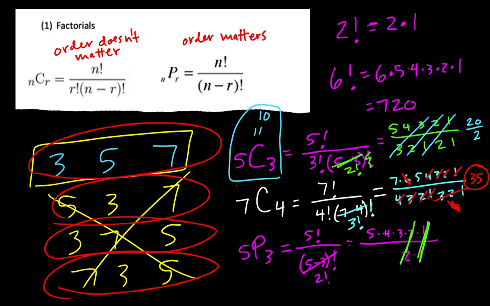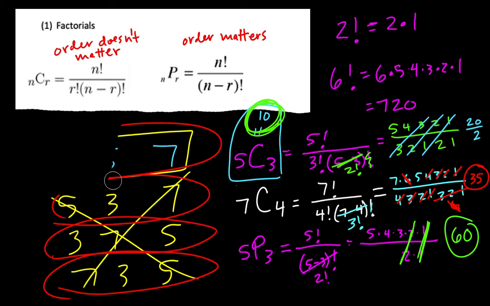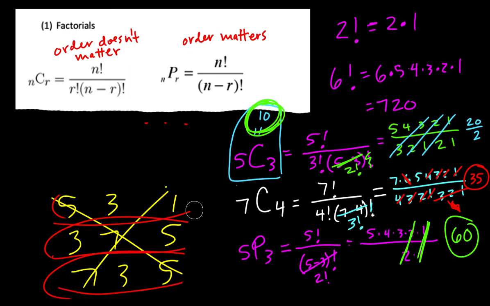Okay, so now we have 5 times 4, which is 20, times 3, which is 60. So notice, when we used a combination with those same numbers, we got a 10, and when we used a permutation, we ended up with 60. That's because order does matter, and so there's going to be more possibilities with that. Okay, and we'll just do the last one.